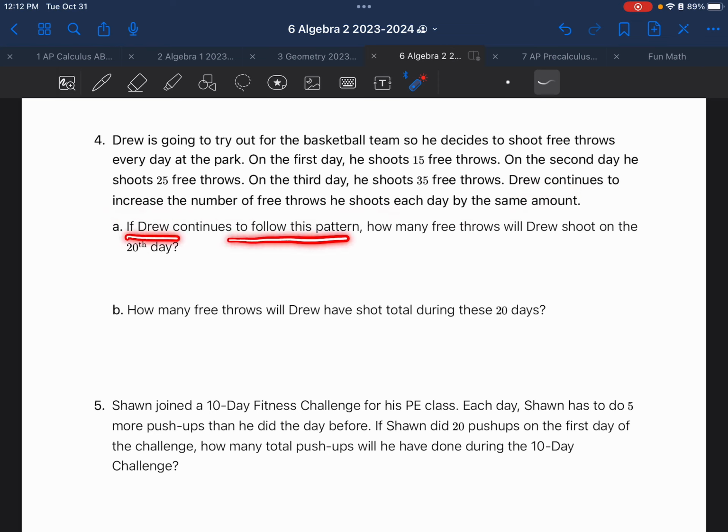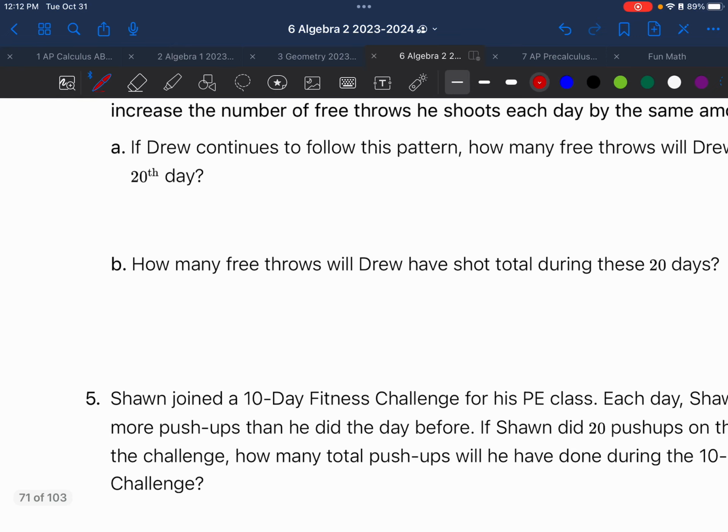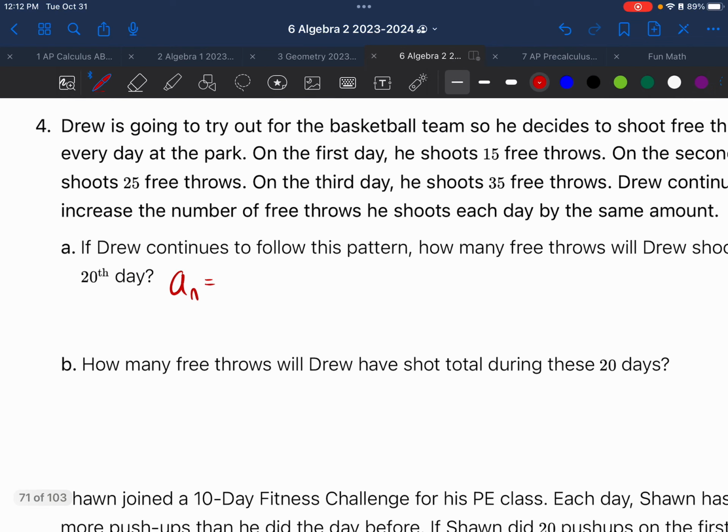If Drew continues to follow this pattern, how many free throws will he shoot on the 20th day? So we're just trying to find this last number, the 20th day. To find that last number, we need to find the pattern and use an explicit sequence. So the explicit sequence is this. A sub n is equal to, I'm going to randomly choose the second term, just to show you I can use the second term.